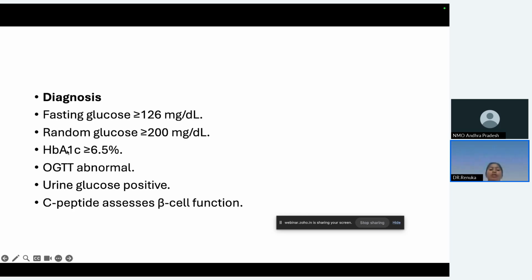How do we diagnose? If the fasting glucose is more than or equal to 126 mg per dl, or if the random glucose, not fasting exactly, random glucose is more than or equal to 200 mg per dl, we can diagnose it as diabetes. And the HbA1c level more than or equal to 6.5%, or oral glucose tolerance test. We do the oral glucose tolerance test, and if the value is abnormal, we also can. And urine glucose, usually urine doesn't have glucose. Glucose will not be present in the urine. If at all urine glucose is present, we can check for diabetes. And then C-peptide is used to assess beta cell function.